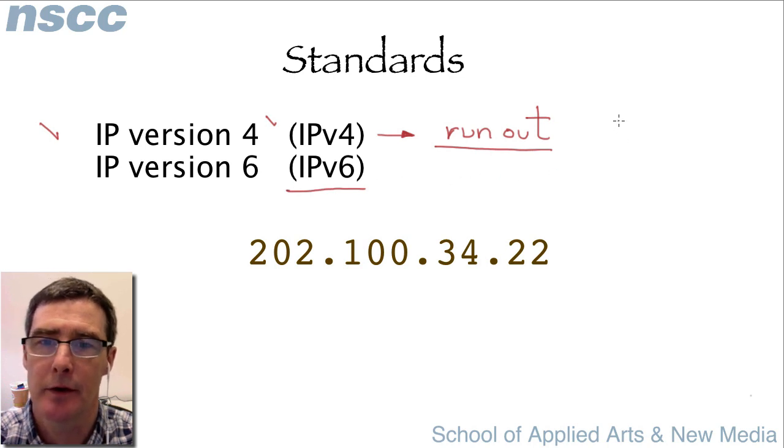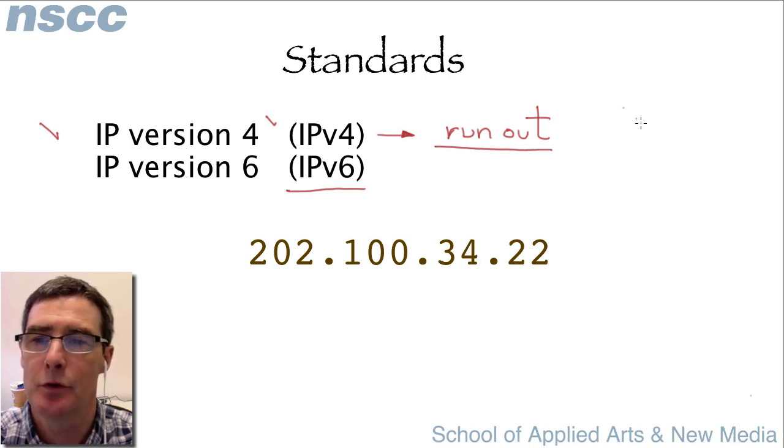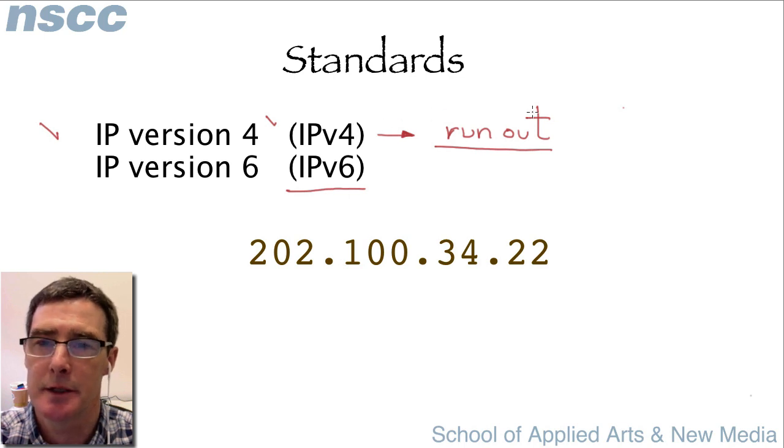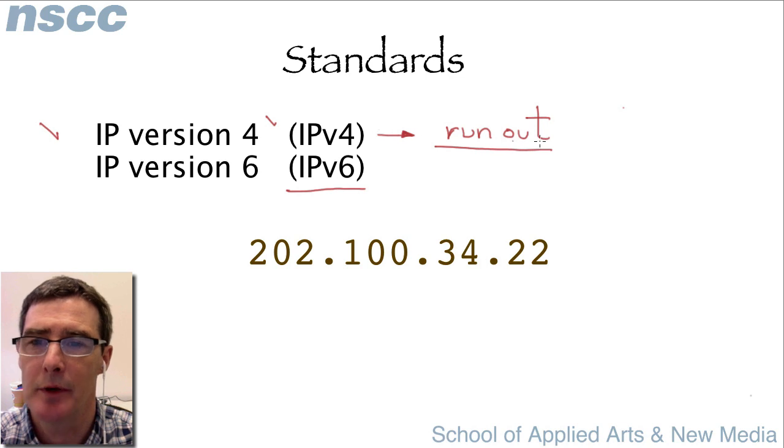Now, since then, there have been some new inventions that have kept IPv4 still running. We've found other ways to enhance our addresses. And so IPv4 will be around probably for the next 5 years, but the next new standard is IPv6, although we're not going to cover IPv6 in this tutorial.